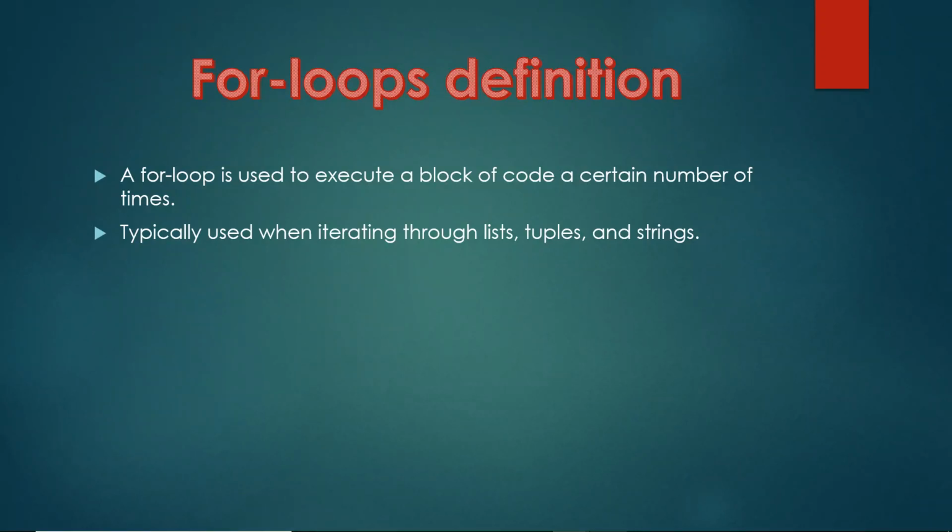The syntax for a for loop in Python begins with the word for. Add a variable name, type the word in, and whatever block you want to run, such as a list, dictionary, or strings.